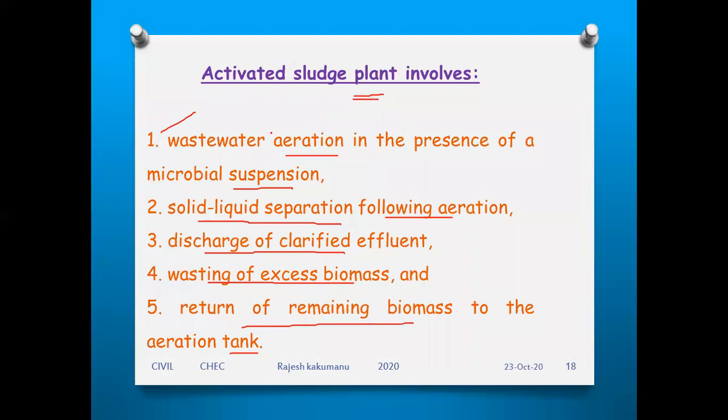Okay, what is the first one? Wastewater aeration in the presence of microbial suspension. Second one, solid liquid separation following the aeration. Third one, discharge of clarified effluent. Fourth one, wastage of excess biomass. Fifth one, return of the biomass to the aeration tank. These are the 5 things which are involved in the activated sludge plant.